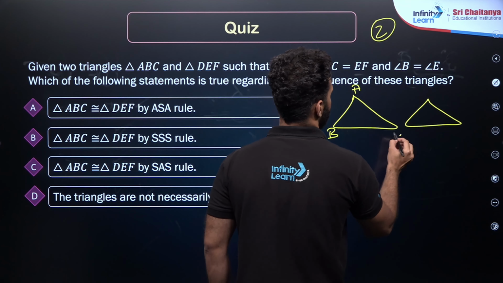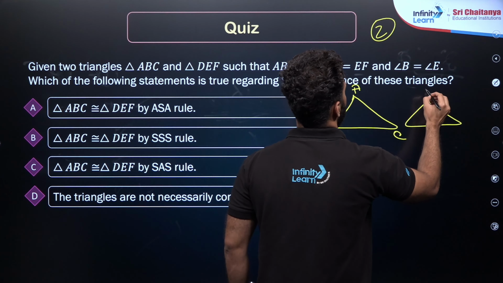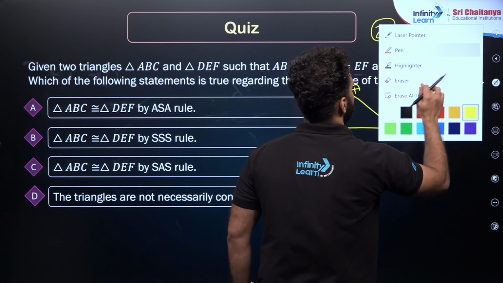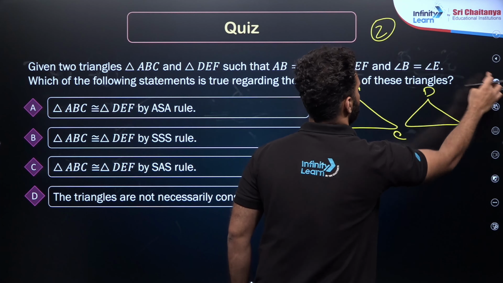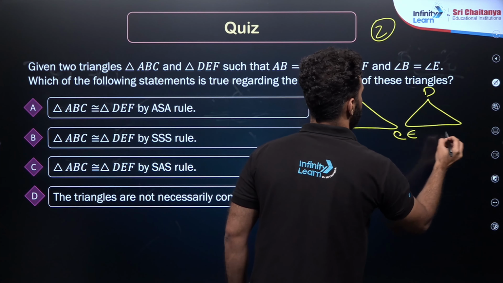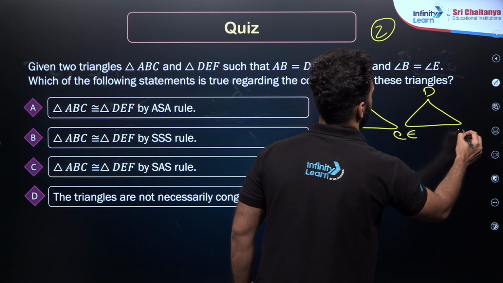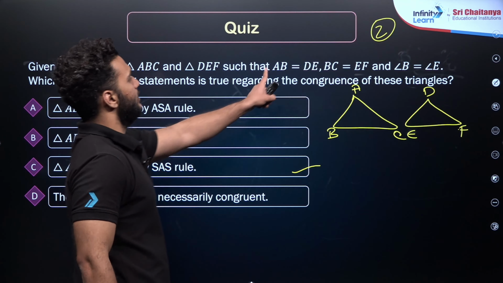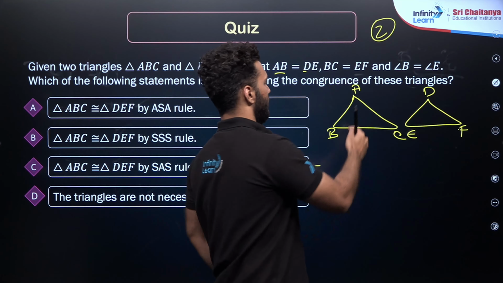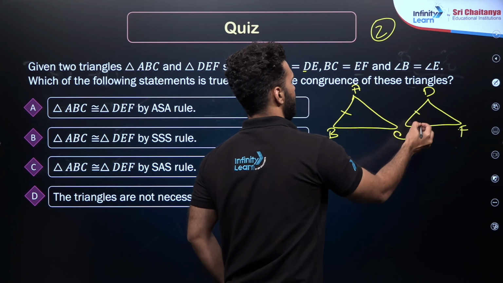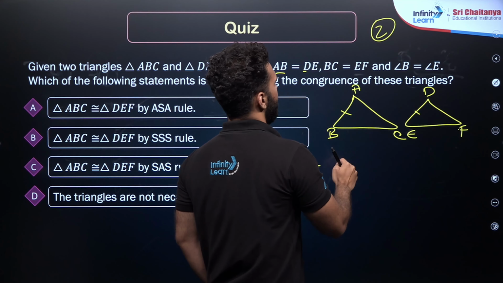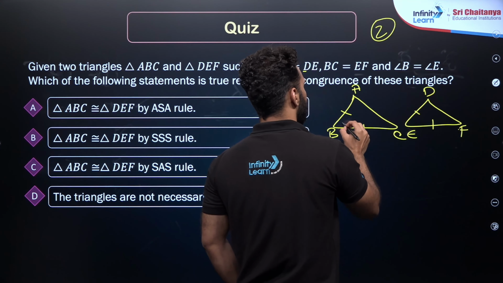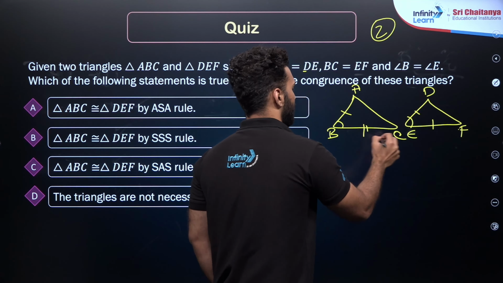A, B, C and D, E, F. Okay, so what it's saying: AB is equal to DE. BC is equal to EF. Angle B is equal to angle E.